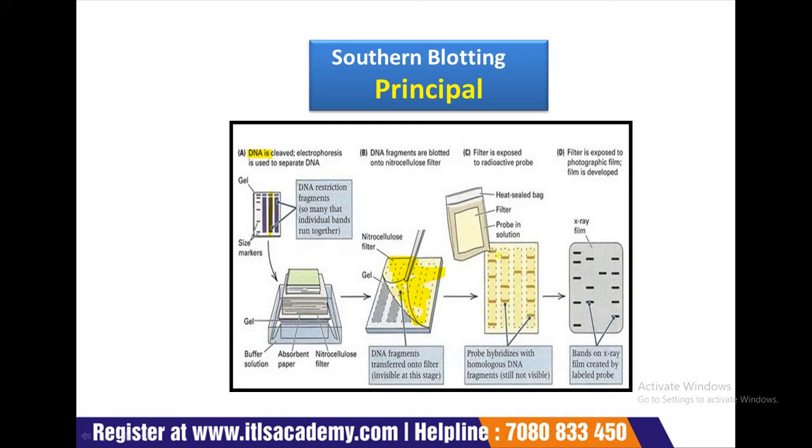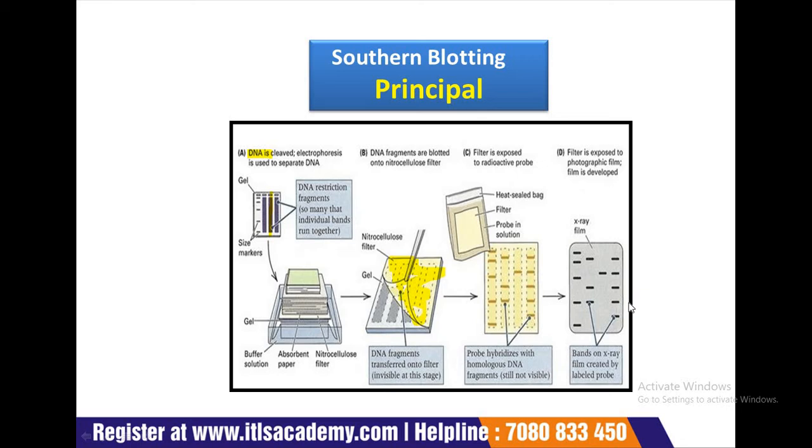The hybridization probe is a short 100 to 500 base pair single-stranded DNA. The probe is labeled with a marker, as you can see here, so that it can be detected after hybridization. So these are the simple principles of Southern blotting.